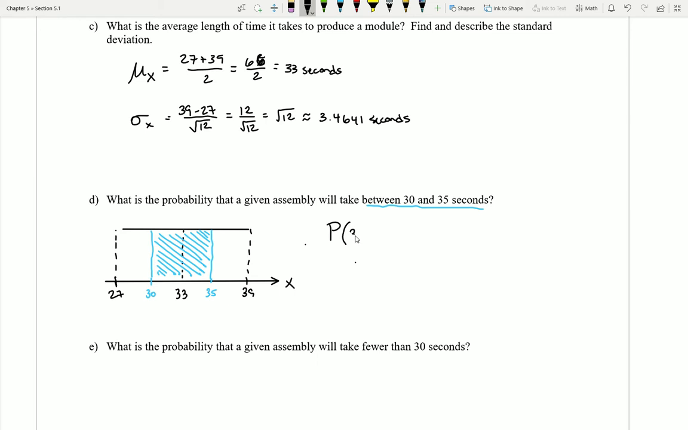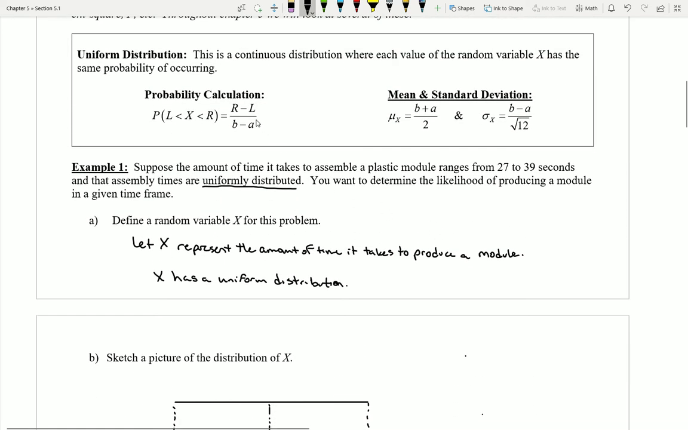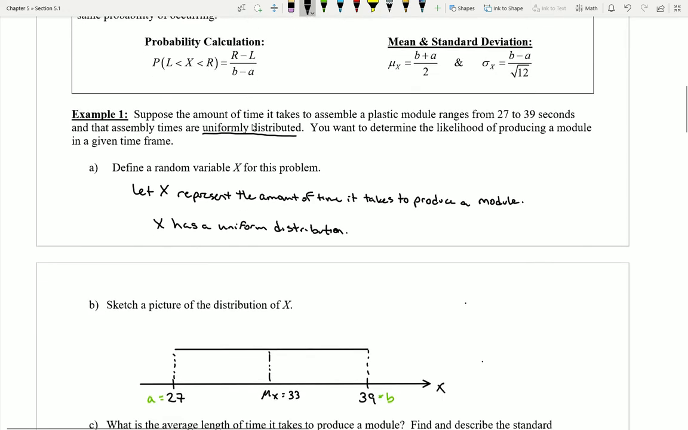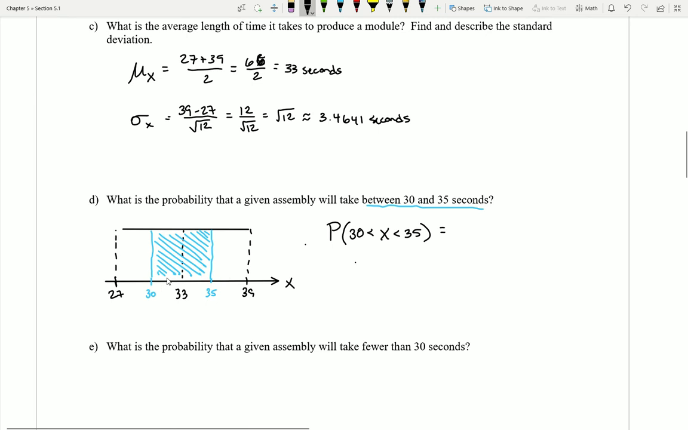I'll write down first in symbols what I'm looking for. I want the probability that my x, the time it takes to produce the module, is between 30 and 35 seconds. Now to compute this, you'll see that up here I have listed that I should just take my right minus my left over the b minus the a. So kind of like the length of my blue stuff over the length of everything. So if I compute that, this is going to be 35 minus 30, that's the length of my blue stuff, over the length of the entire interval, 39 minus 27.